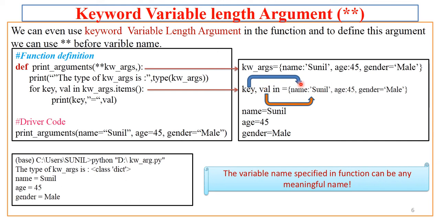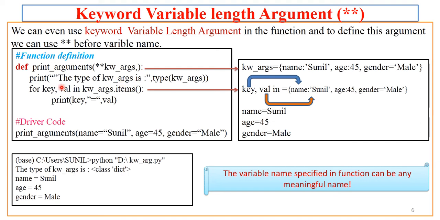So key will match the name part of the dictionary element and val will point to the actual value of that key. I'll be referring to name as a key and Sunil as a value, age as a key and 45 as a value, gender as a key and male as a value. That's why I have these two variables specified with the in operator, which fetches values from this dictionary. Name Sunil, age 45, gender male will be stored respectively in key and val, and each time we fetch a pair. How many times? 3 times, because there are 3 elements in the dictionary.